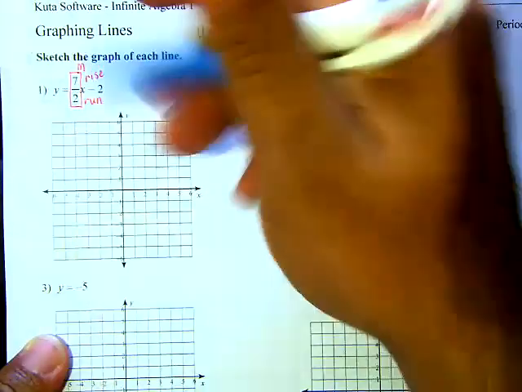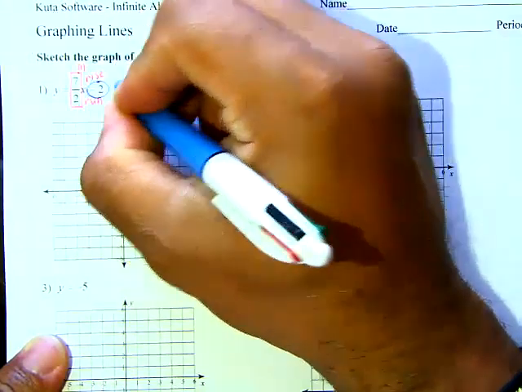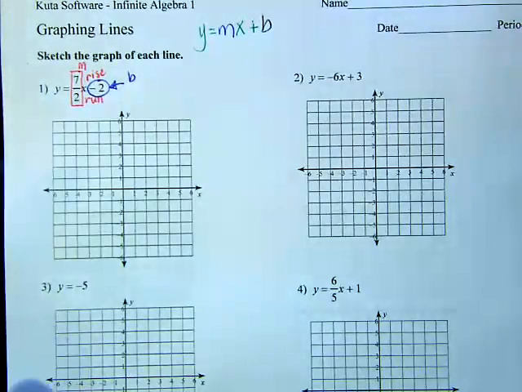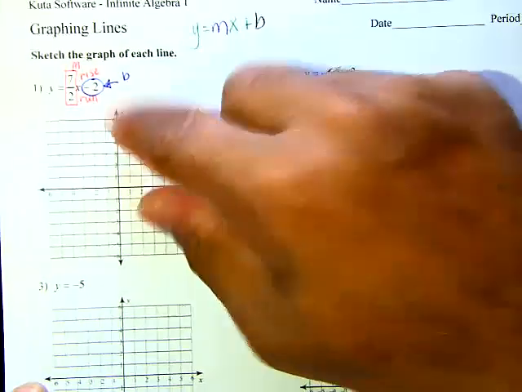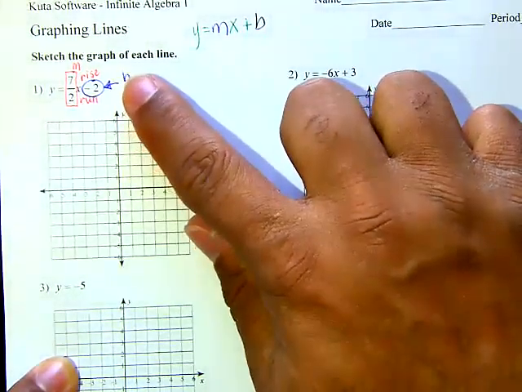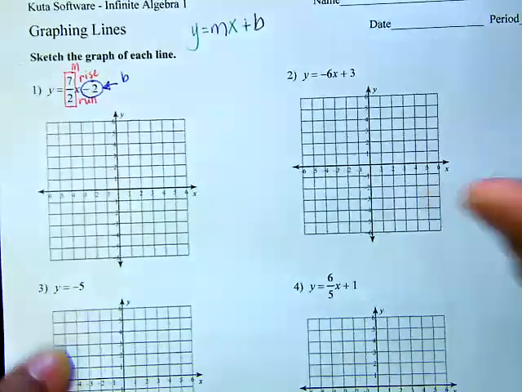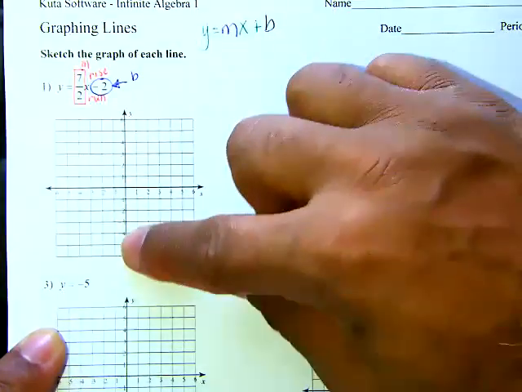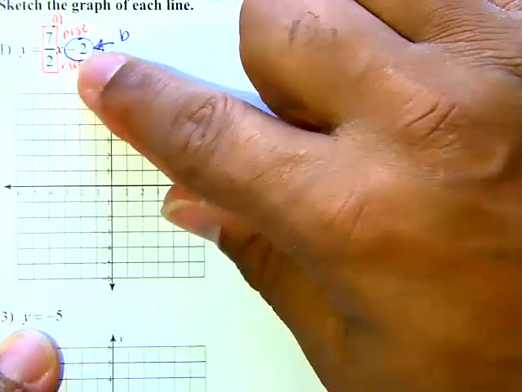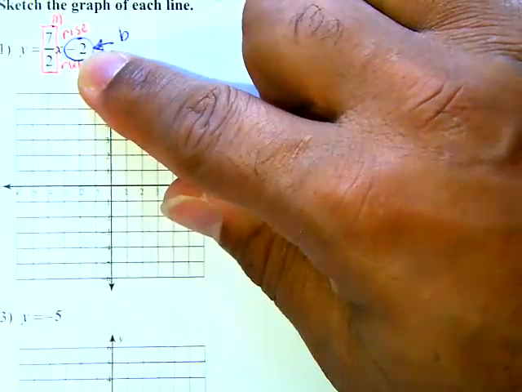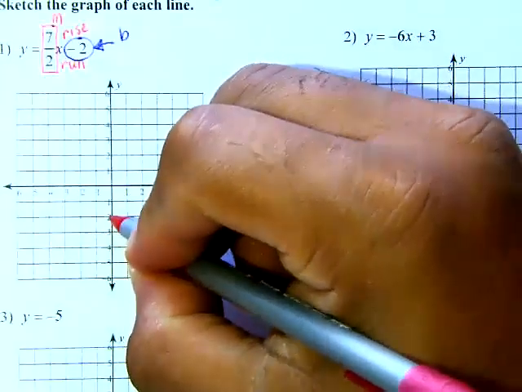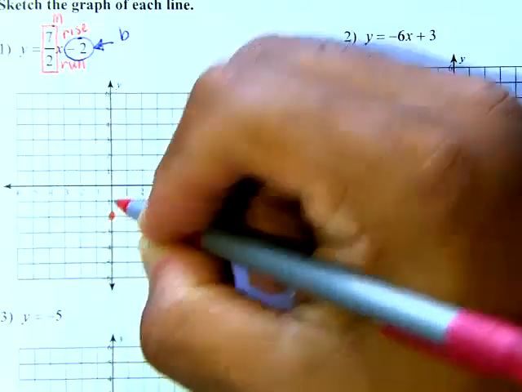And then we have minus 2, which is my b, my y-intercept. So when you are in slope-intercept form, you take your b, your y-intercept, and you locate it on the y-axis. That's this one. Whatever that y-intercept is, it's -2. You find -2, and you plot a point right there.